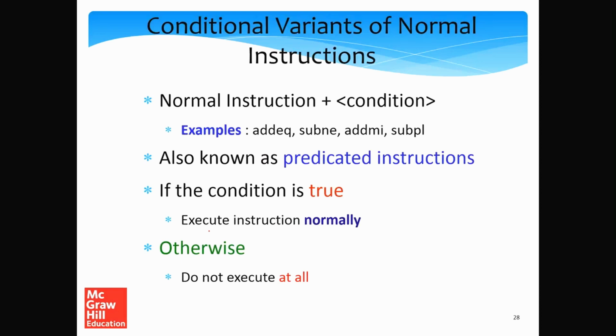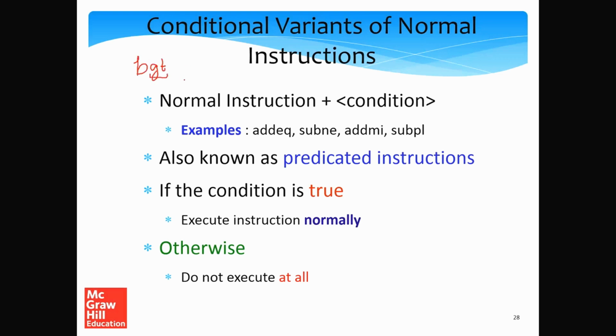So let's now look at some conditional variants of normal instructions. It is not just the case that these conditions EQ, NE, GT, all the 14 conditions that we studied, other than the AL always condition, will only be put after a branch. Previously what were we doing? We were putting them after a branch, after the B instruction.